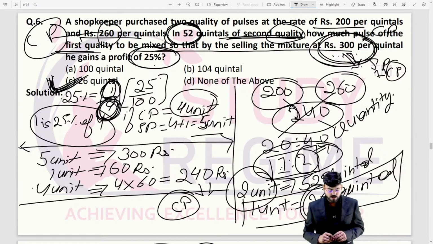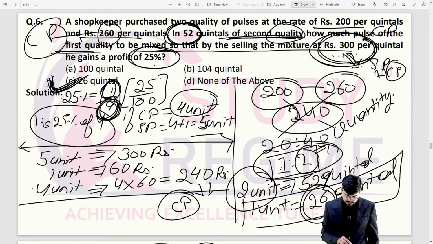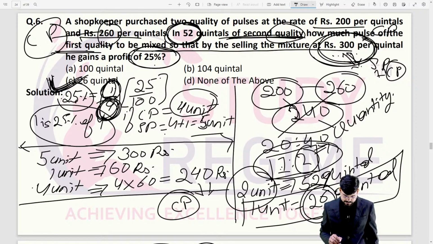In this question, the shopkeeper purchased two qualities of pulses. One was at 200 per quintal and the other at 260, and he wants to get a profit of 25% by selling the mixture at 300 per quintal. I have just converted this percentage into fraction form, and I have taken the 5 unit as 300. It is given in the question. I have calculated the cost price because everything was given with respect to the cost price. That is why I have calculated the selling price with respect to the cost price. Clear? Okay.